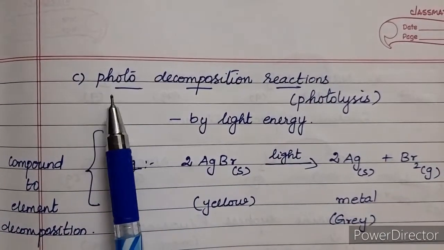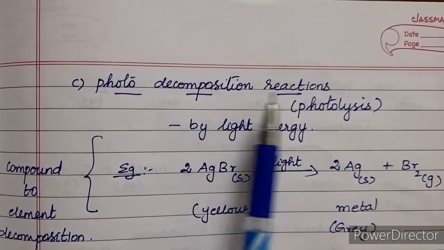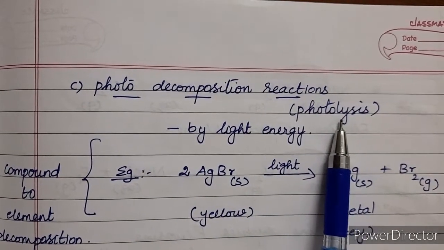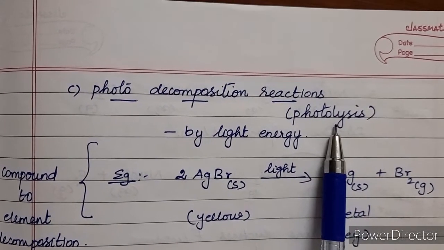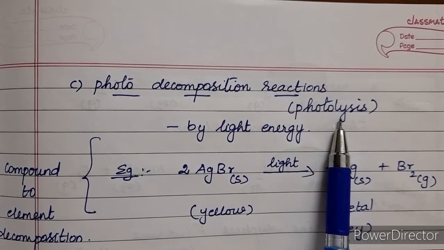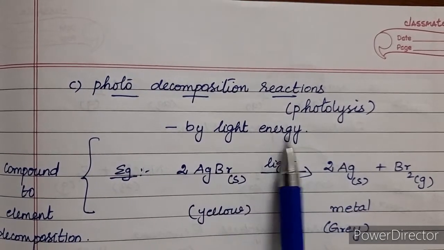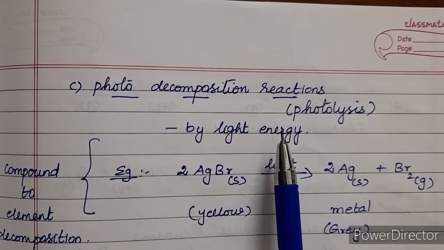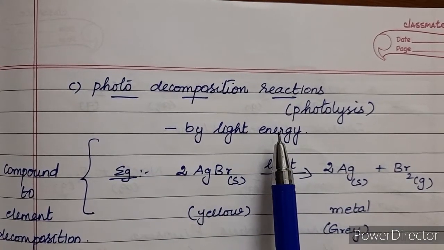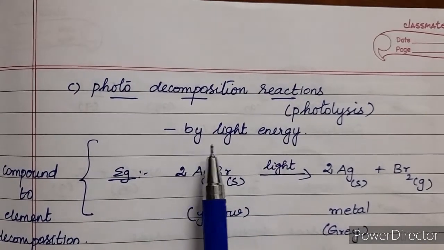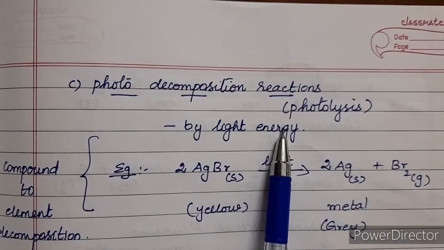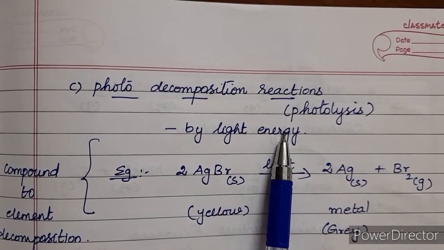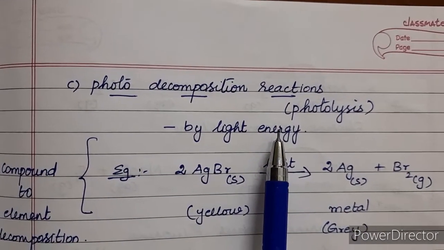The next one is the photodecomposition reaction, which is also called photolysis. Now why is it called photolysis? The energy that is used is the light energy. Photo in the sense of light, isn't it? We know about photosynthesis. Light energy is used, right? So here using the light energy, the decomposition of the reactants takes place, isn't it?